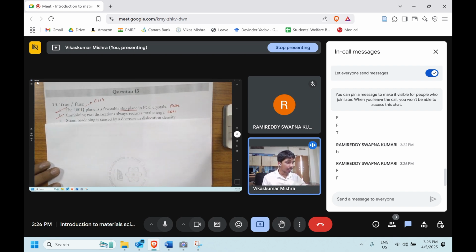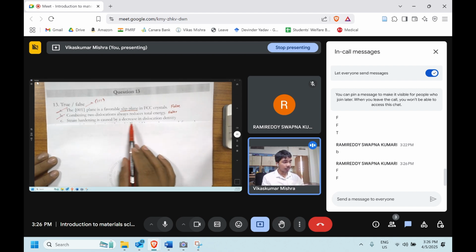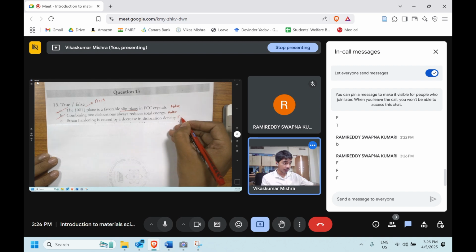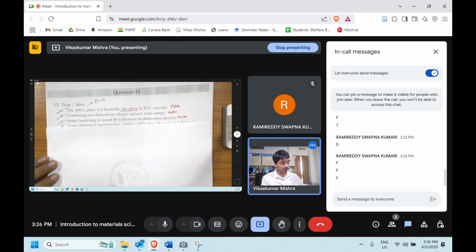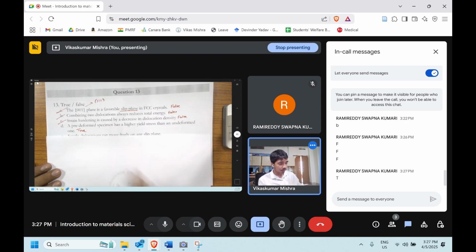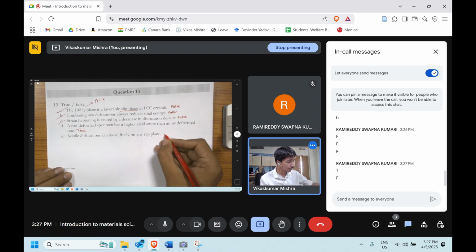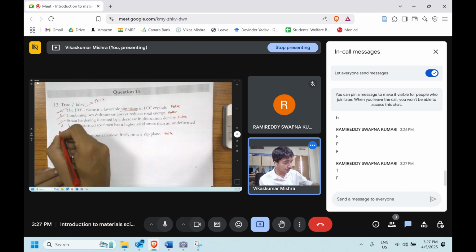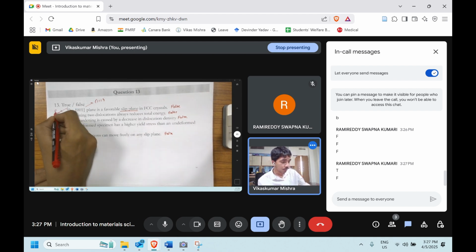Strain hardening is caused by a decrease in the dislocation density. The third question is saying that strain hardening is caused by a decrease in the dislocation density. Very good, it's false again. A pre-deformed specimen has higher resistance than the undeformed one. I think we already saw this one, and the option is true. Very good. Sessile dislocation can move freely on any slip plane. False. So only one is true, the remaining are all false.